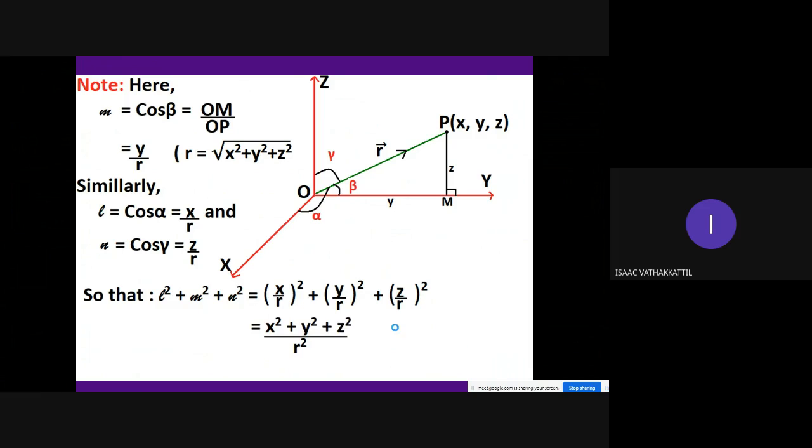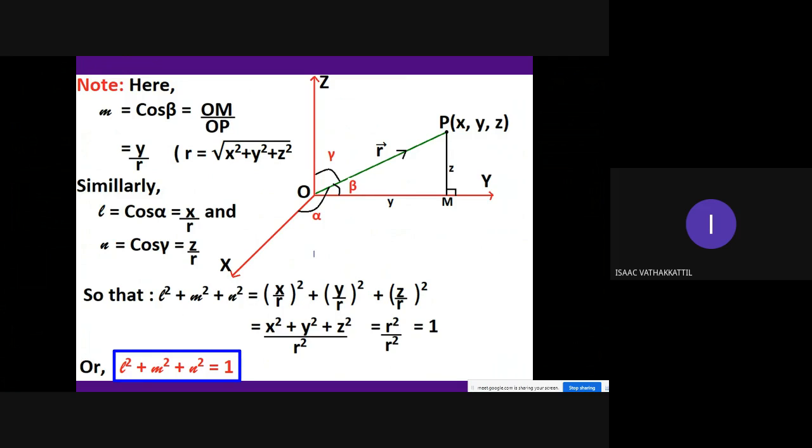You can easily see it is nothing but X squared plus Y squared plus Z squared by R squared. But what is R squared? R squared is again X squared plus Y squared plus Z squared, so that is equal to 1. So it's a very important point to remember for direction cosines of any line or any vector: L squared plus M squared plus N squared is always 1.